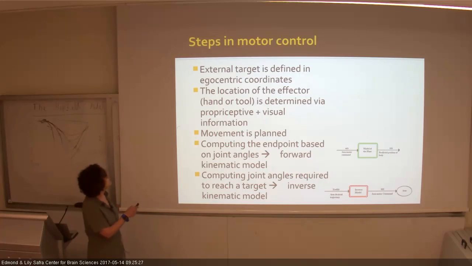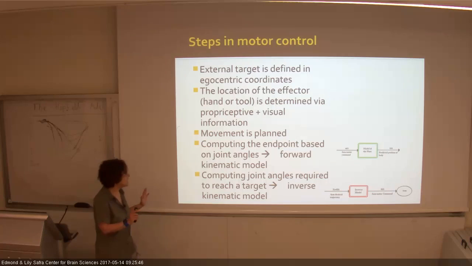But we are talking now about the normal case. We need to define the target. We need to define the effector, using proprioception or visual information. And based on these two points in space, we can plan the movement.